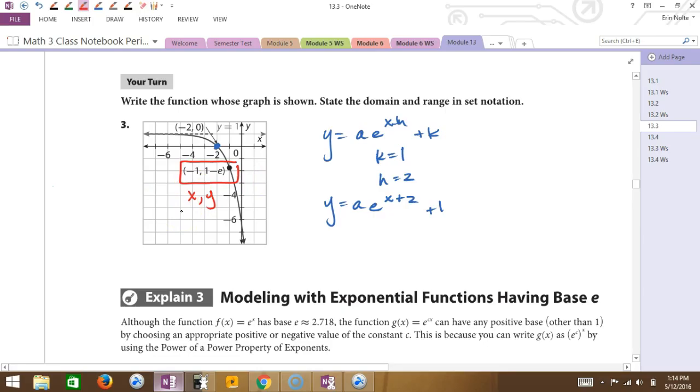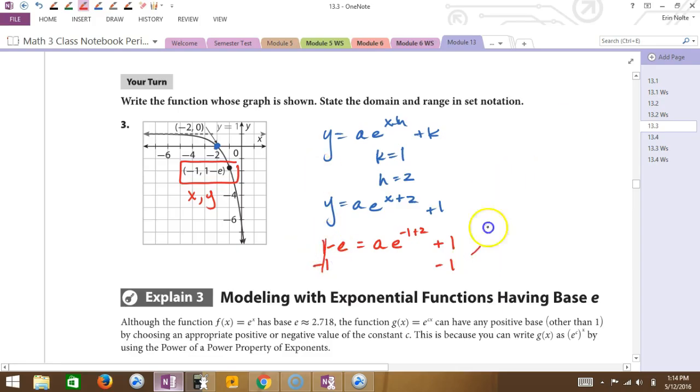So what's my y value that I'm going to replace? 1 minus e. Isn't that the strangest y value? What's my x value? -1. So -1 plus 2, and then I have plus 1. I'm solving for a. What would my first step be? Subtract 1. Do you see immediately what happens when I subtract 1? The 1's cancel out.